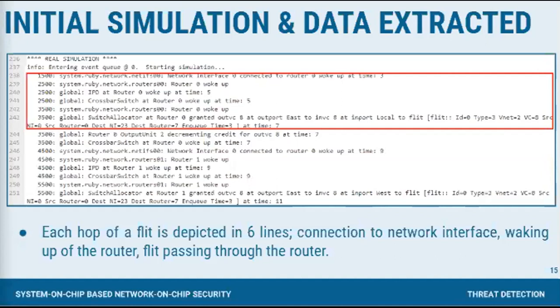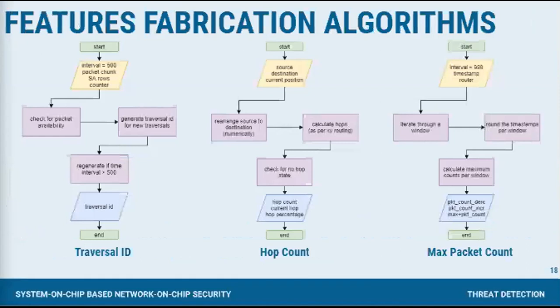There are different data that we can consider, and there are instances where I made modifications and got the data that I wanted. After getting the data, we can fabricate features of our own. These are 3 of the features that I fabricated. One is called traversal ID, one is called hop count, and the other one is called max packet count. So this is what we do. We get to know what might be the possible set of features that might detect an anomaly within a scenario in terms of communication. These are the features that I thought could be used.